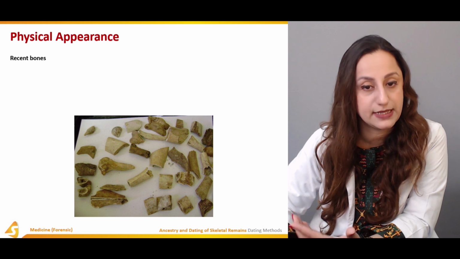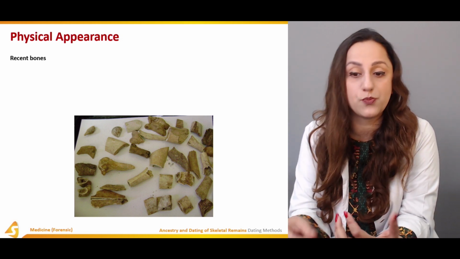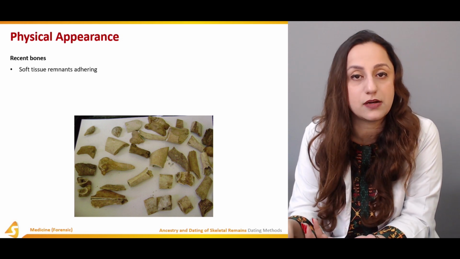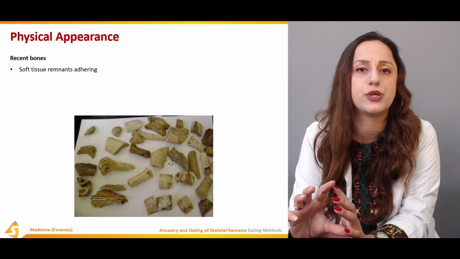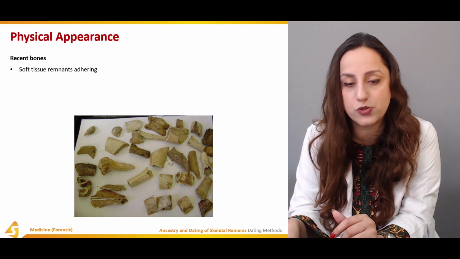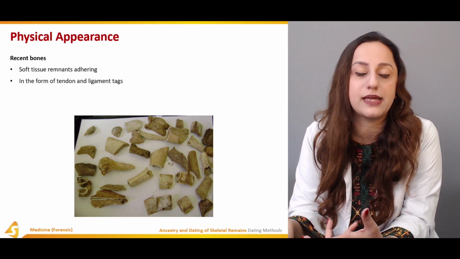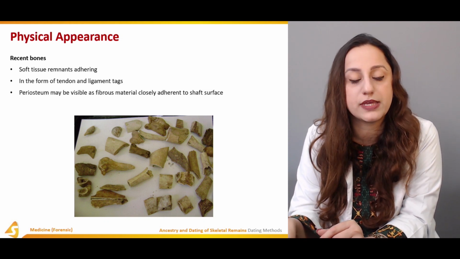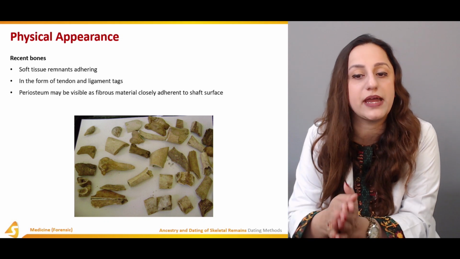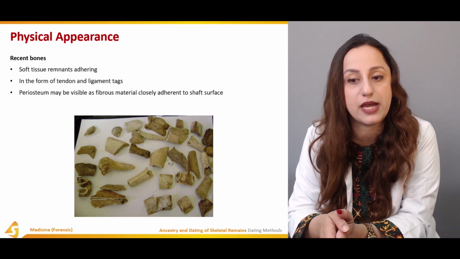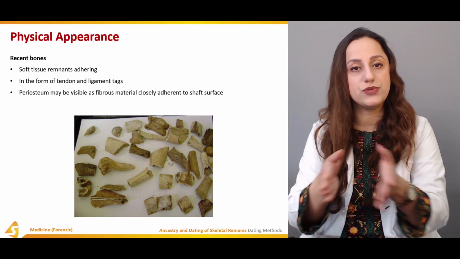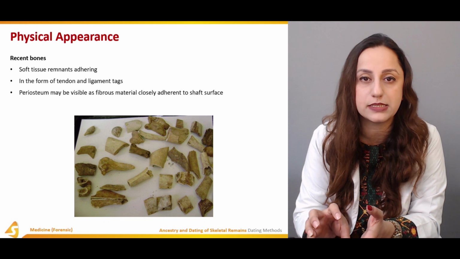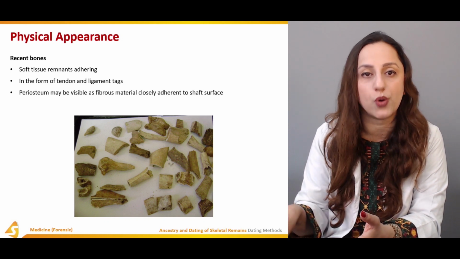Now, moving on to the physical appearance, we can have recent bones at hand, and the soft tissue remnants are adhering to these obviously recent bones. There is going to be a lot of flesh, a lot of blood on these bones, and in the form of the tendon and the ligament tags, as you can see. The muscles can be attached in a lot of cases. The periosteum may be visible as fibrous material closely adherent to the shaft surface. So these recent bone appearances have to be kept in mind, and they indicate a time since death that is not too long.